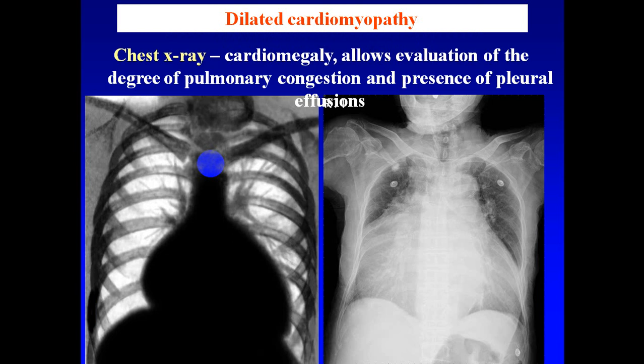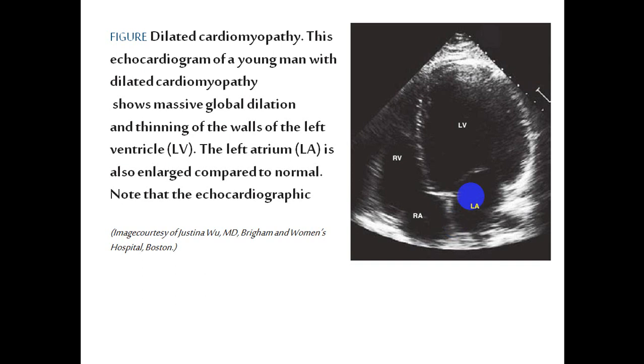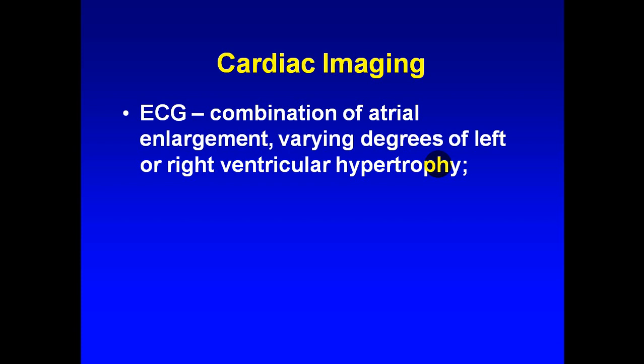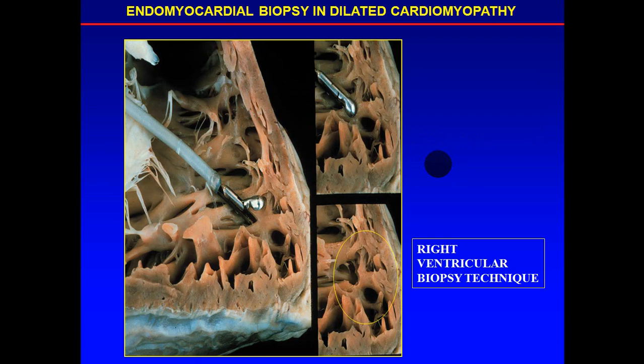The chest x-ray shows enlargement of the heart, full-blown cardiomegaly. Echocardiography shows that the left atrium and left ventricle are usually dilated, and you'll find a low ejection fraction and global hypomobility. The ECG shows a combination of atrial enlargement and varying degrees of left or right ventricular hypertrophy, but is non-specific. This is how to do the biopsy in certain limited cases, with the right ventricular biopsy technique.